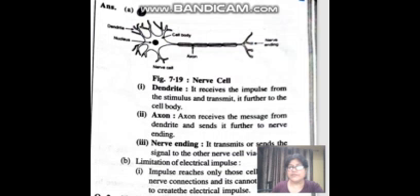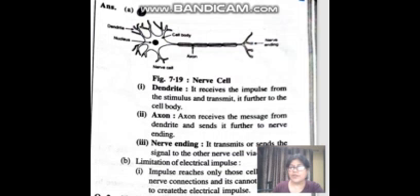Now first, the dendrite. You can see over here, these are short and branched. What is the function of the dendrite? It receives the impulse. Impulse means information. It receives the information from the stimulus and transmits it further to the cell body. That means at this portion it receives the information and transfers all the information to this cell body.